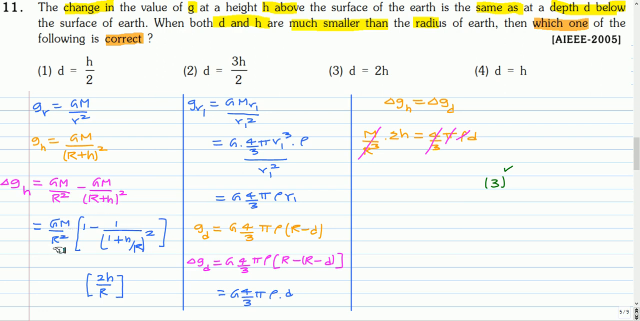So we can take GM by r squared commonly outside, and this will become 1 minus 1 plus h by r, whole squared. This is simple manipulation, and since h is much less than r, this denominator can be approximated as 1 plus 2h by r. So when it goes to the numerator, it will become 1 minus 2h by r, and this minus sign will make it 2h by r. So this is the expression.